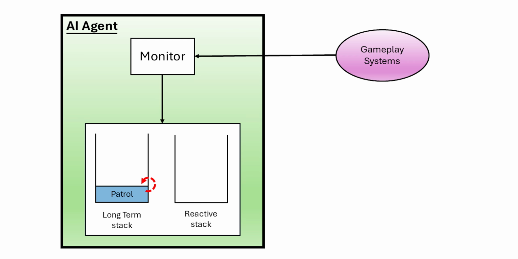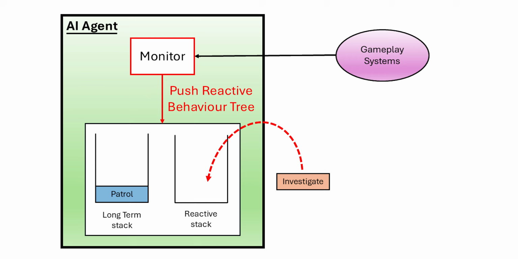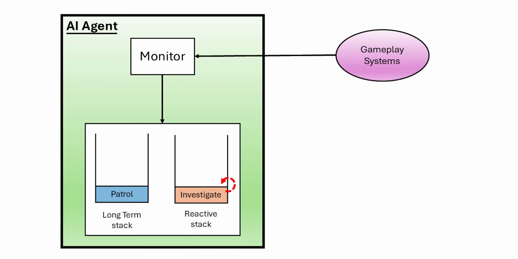We're going to use our soldier again, who has a long-term task of patrolling. But then a sound is heard, which comes from our gameplay systems. Our monitor determines the response, and an investigate task is pushed onto the reactive stack, which now receives the update. Whilst investigating, our agent spots the player, so the monitor determines that we should attack. An attack task is added to the reactive stack. This now receives the update.